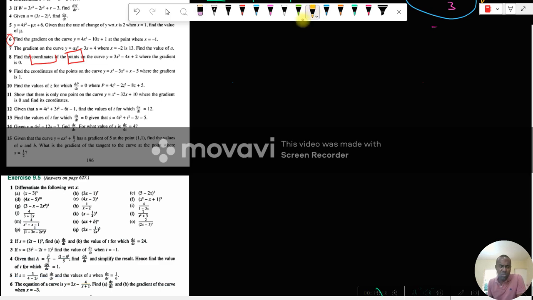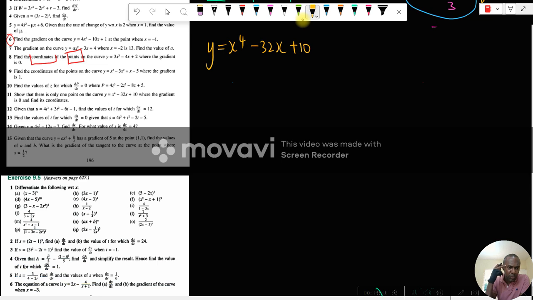Number 11 says, show that there is only one point on the curve y equals x to the fourth minus 32x plus 10, where the gradient is 0, and find its coordinates. So this one, of course, is a quartic equation. The highest power is 4, so it will take some doing. So let's look at this one. We have y is equal to x to the fourth minus 32x plus 10, right?